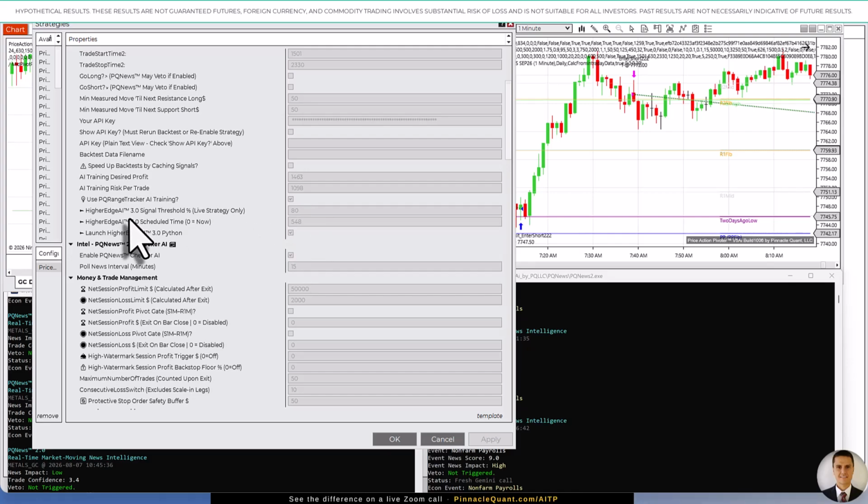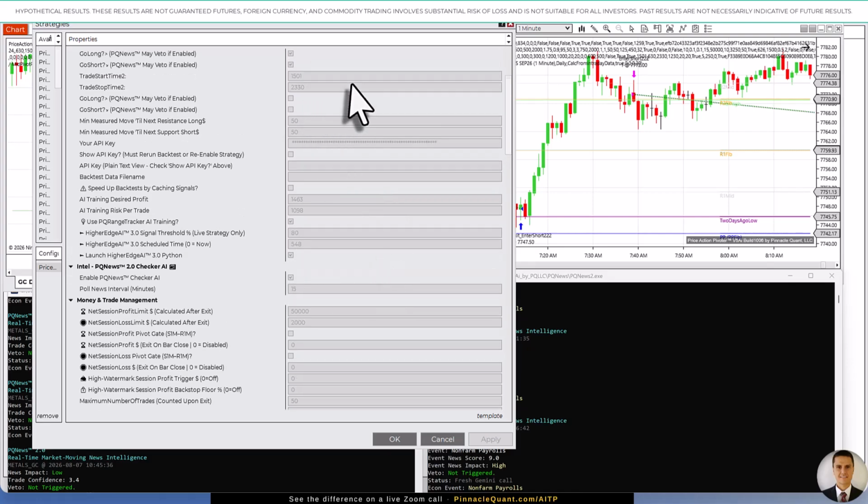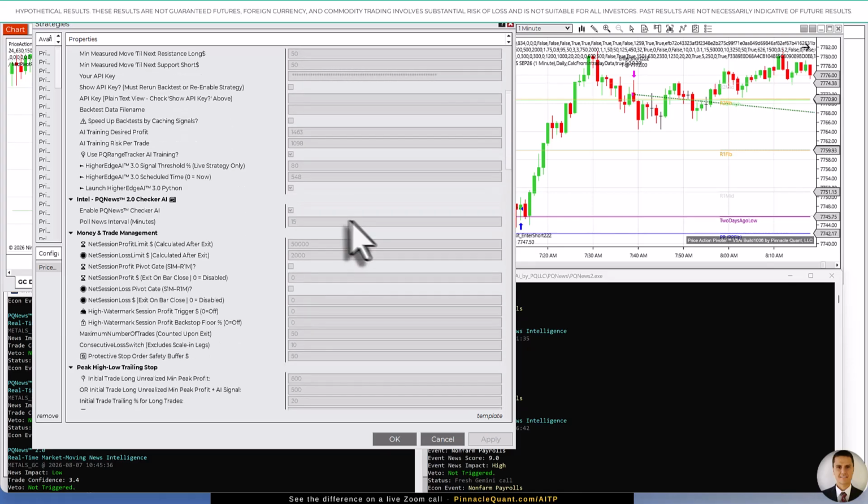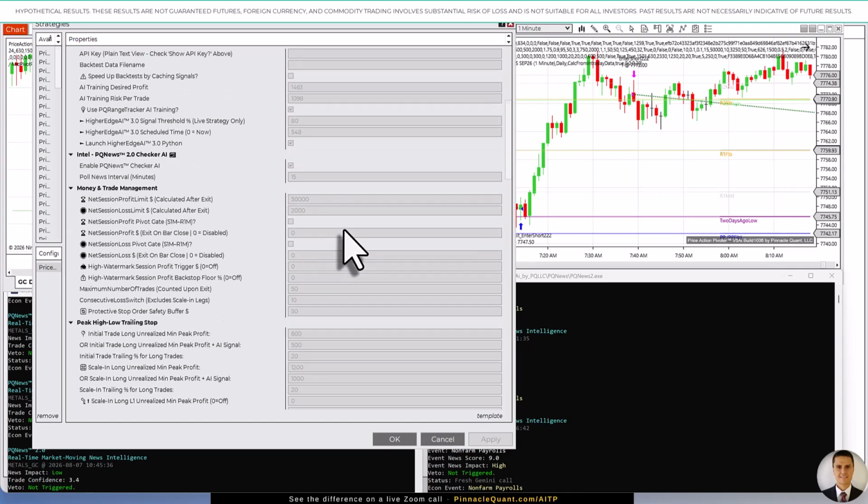So in this upcoming build 1006 of Price Action Pivoter, you get to choose the minimum percentage threshold. It can be any number between 60 to 90%. I've used 80% here. I had scheduled it to run at 5:48 my time, so prior to RTH trading hours of 6:30, as you guys saw there. And so I had enabled PQNews. Most clients leave it at about 50 minutes. I've seen some clients use 5 minutes, 2 minutes previously, but 15 minutes seems to be working for me.